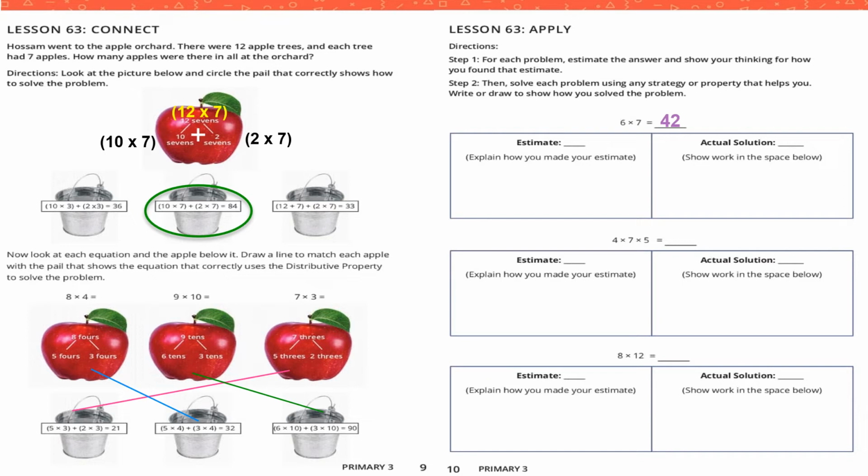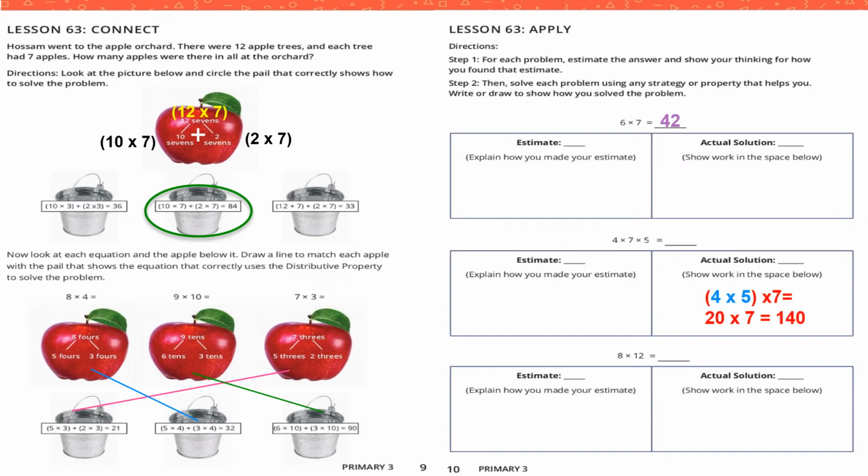For the next one, 4 times 7 times 5. I have here 3 numbers multiplied together. So this is called what? Which property can I use now? I have 3 factors. Associative property. Yes, associative property. So I will multiply 2 numbers, then I will multiply the third, like this.